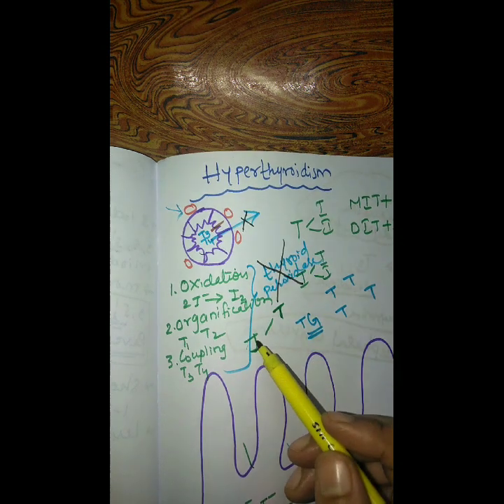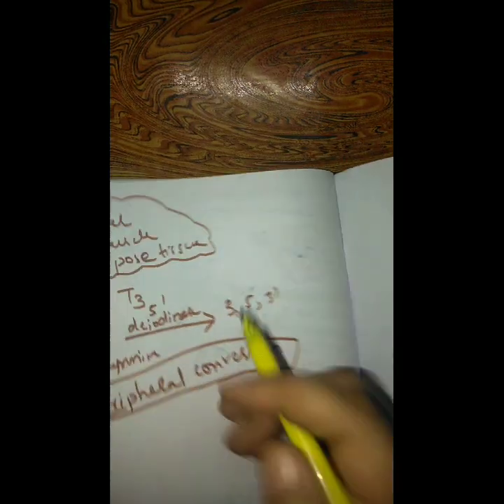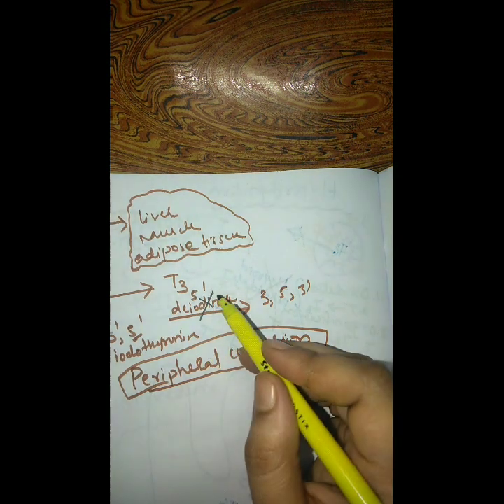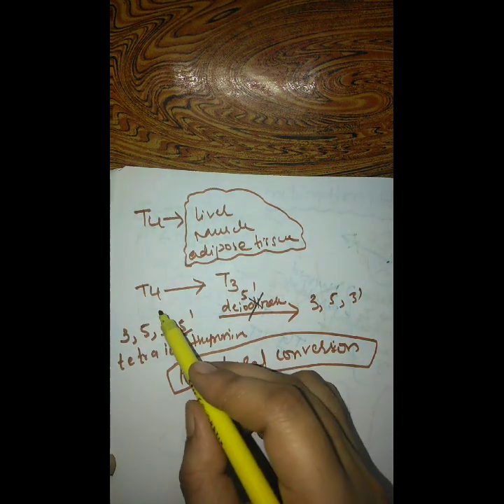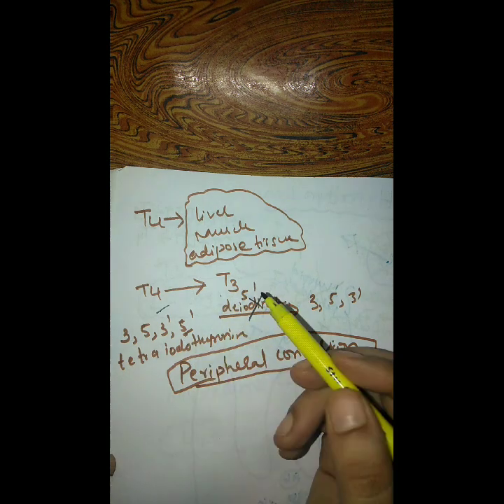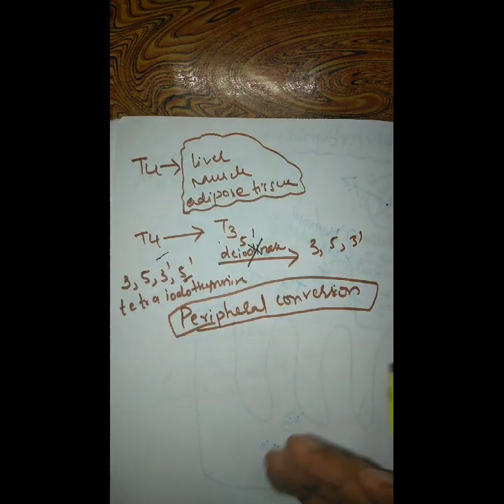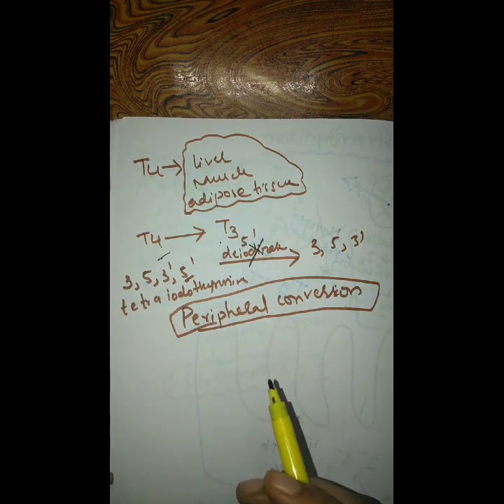So this is also a way by which we can treat hyperthyroidism. Next, another way is by inhibiting this peripheral conversion, by inhibiting this enzyme. When 5' deiodinase enzyme is inhibited, there won't be any conversion of T4 to T3. Since T4 is much less active, even if it is present, it is not a big problem. So by inhibiting peripheral conversion also we can treat hyperthyroidism.